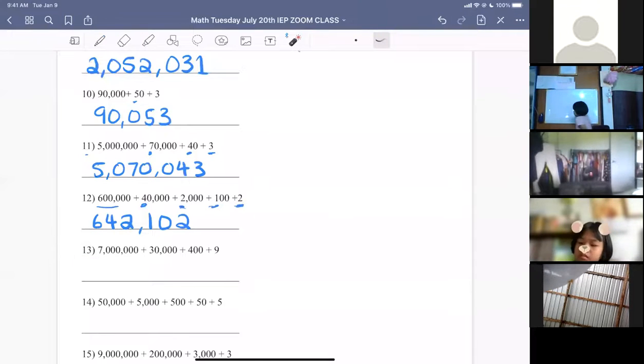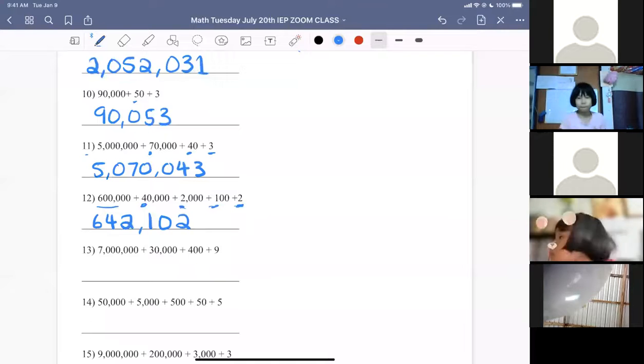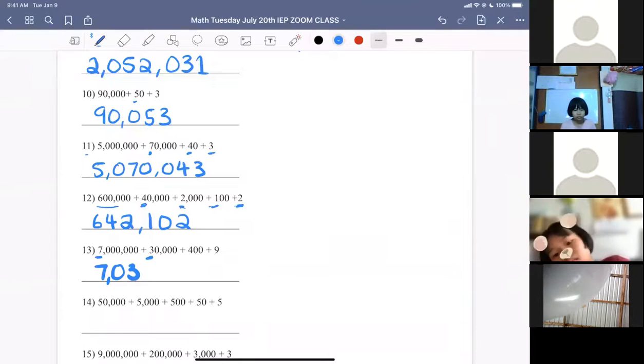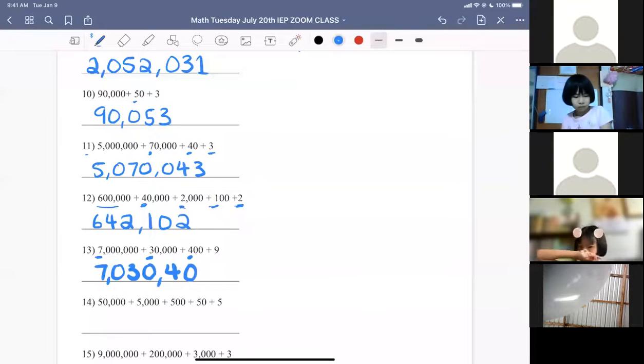Number 13, we have 7 million plus 30,000 plus 400 plus 9. So we have 7 million. We're going to write a 7 first. Do we have 100,000s? No. We have 10,000s. Yes. We have thousands? No. We have 4 for hundreds. 400. We have 0 for tens. We have 9 for ones.